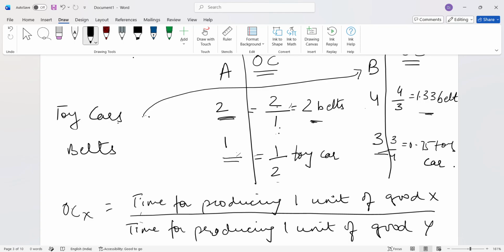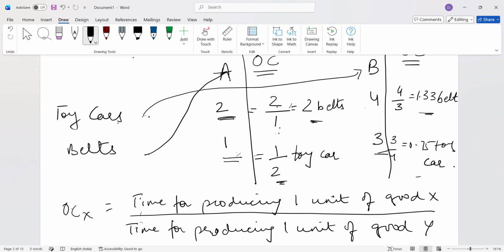And in this, it's half or 0.5 for A and it's 0.75 for B. So country A has a lower opportunity cost in the production of belts. So country A would be producing belts. Do you understand? So please remember how to calculate opportunity cost when it's an output table or when it's an input table. Okay? All right.